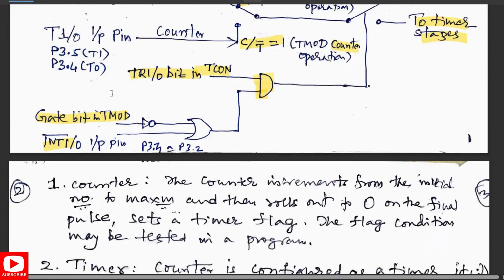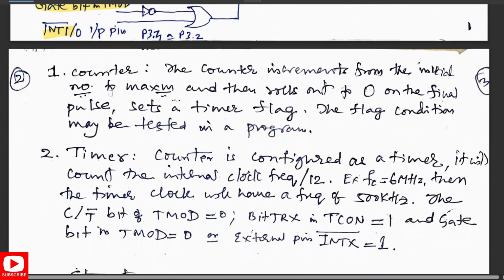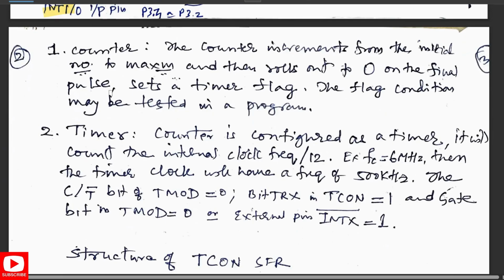As I said, the counter increments from the initial number to the maximum and then rolls over to 0 at the end, so it sets a timer flag. The flag condition may be tested in a program. When the counter is configured as a timer, it counts the internal clock frequency divided by 12.